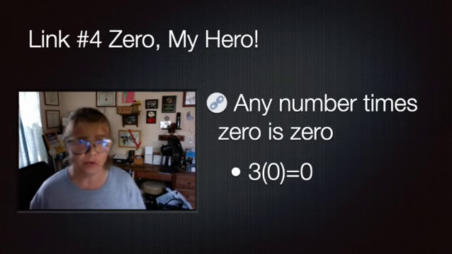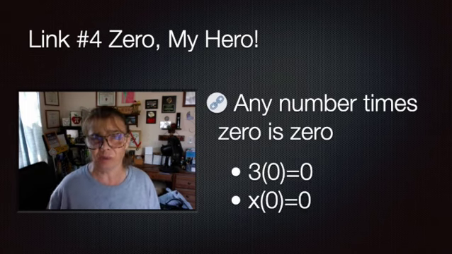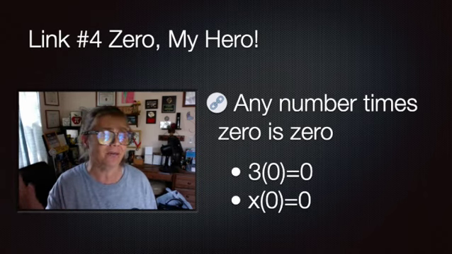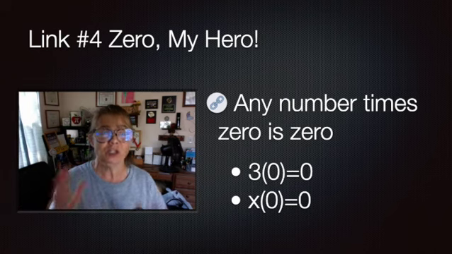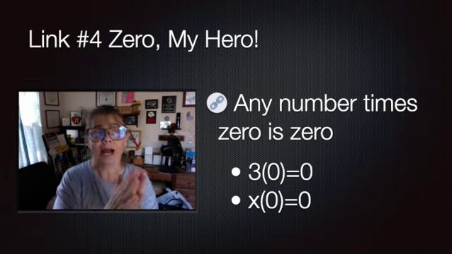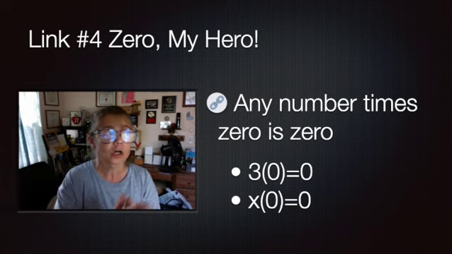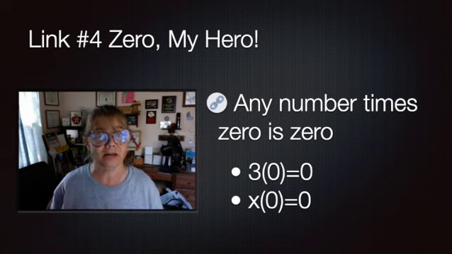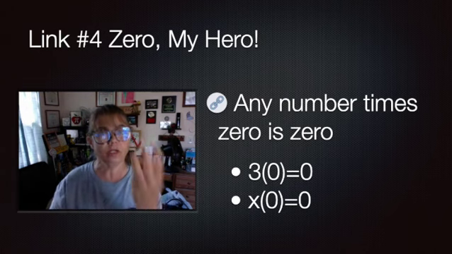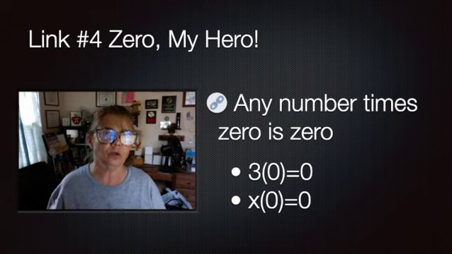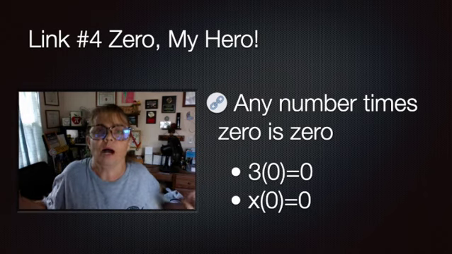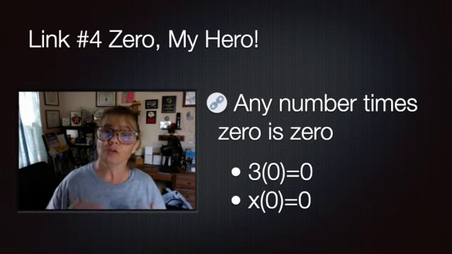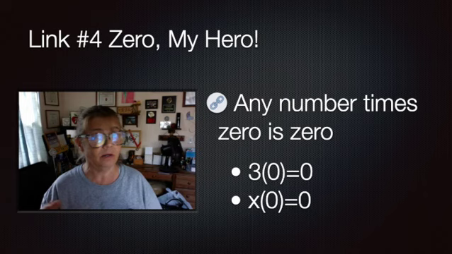Link number 4 for Zero My Hero is the multiplicative property of 0. And that one property of multiplying by 0 is that it makes everything 0. Multiplication is about repeated things. So you're adding some number a repeated number of times. So 2 times 3 is 2 plus 2 plus 2, 3 2's added together. But it was 2, 3 times. If you're going 2 times 0, you don't have any 2's. You have nothing. You have 0. So 0 groups of anything is 0.